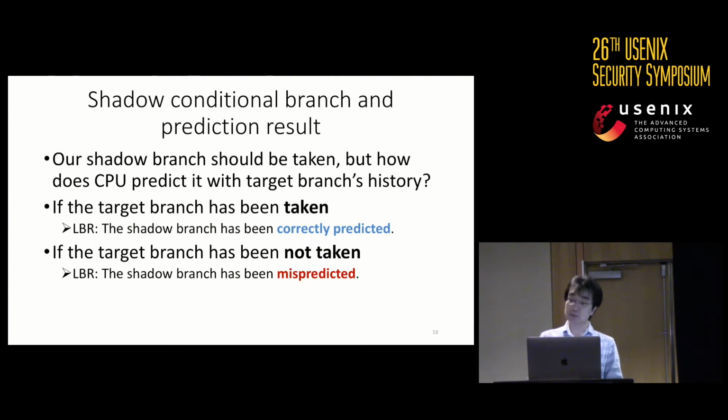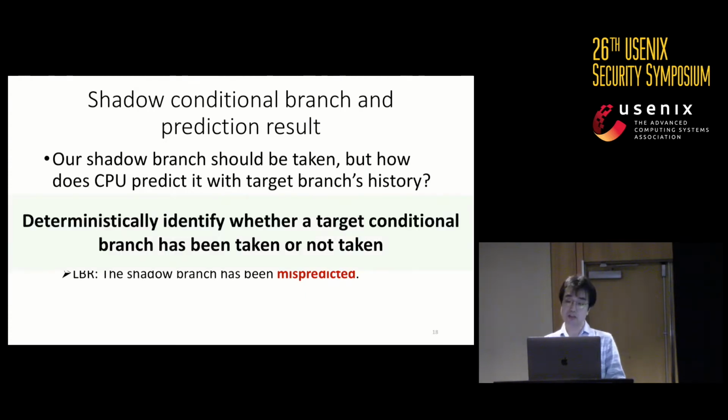In contrast, if the target branch has not been taken, the CPU will predict that the shadow branch will also not be taken. This is actually a misprediction, so LBR will say that the shadow branch has been mispredicted. Consequently, by using our shadow code and LBR, we can deterministically identify whether a target conditional branch inside SGX has been taken or not taken.